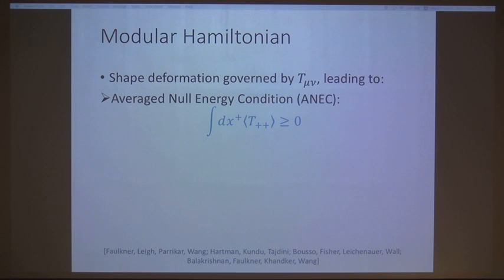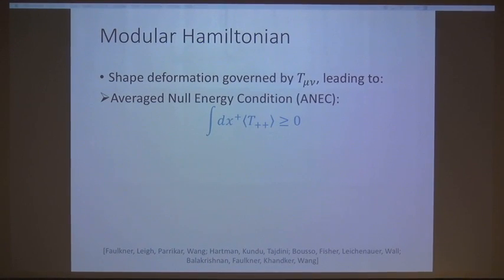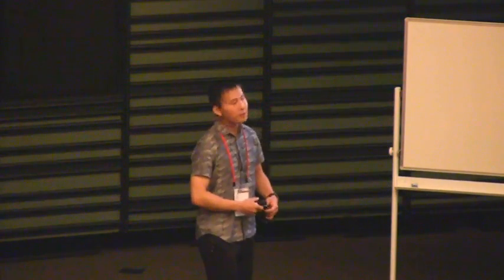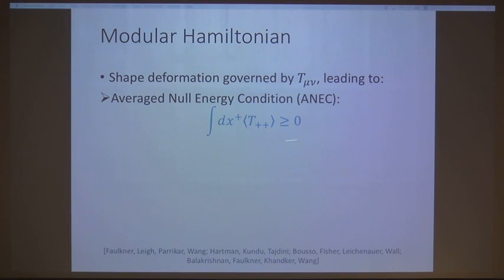And the reason we're talking about modular Hamiltonians is that they have provided a very useful set of tools for studying various things about quantum field theory. In particular, the variation of modular Hamiltonians under shape deformations has been studied quite extensively. The basic idea is that if you do shape deformations of the modular Hamiltonian, they are controlled by properties of the stress tensor of the theory. And if we use quantum information theoretic conditions motivated by the modular Hamiltonian, then we can get very non-trivial conditions on a quantum field theory. One of the examples is the averaged null energy condition, which says the integral of T plus plus along the light direction is always non-negative in any state of the quantum field theory.